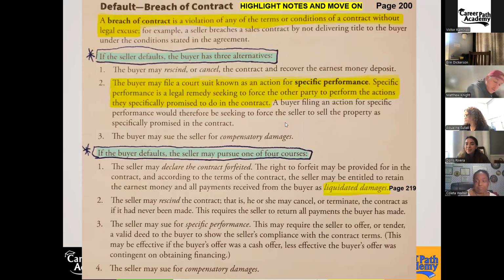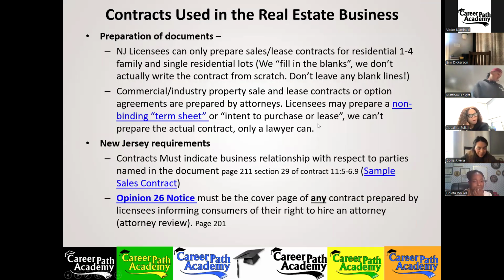There we go. All right, so you guys have all this stuff highlighted here pertaining to specific performance, liquidated damages, and what the seller and buyer can do. All right. Now the rest of this chapter, or a lot of it, talks about just the contracts and how to fill them out. There's a little recap here too.